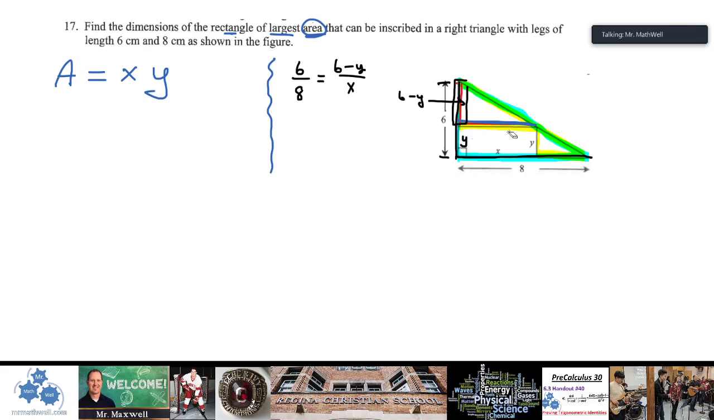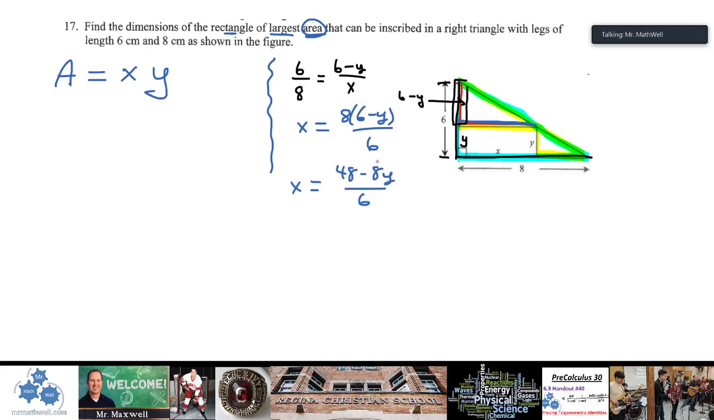And I think in question 18 that's on your assignment, you're going to have to capitalize on this sort of thing as well. So I can solve for one of these variables. It doesn't matter which one. It might be easiest to solve for x here. X equals 8 times 6 minus y over 6. And so we can simplify that one. 48 minus 8y over 6.